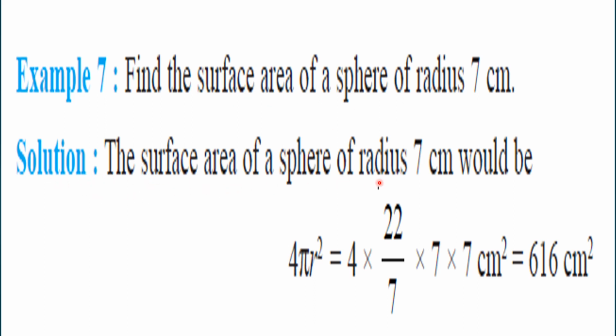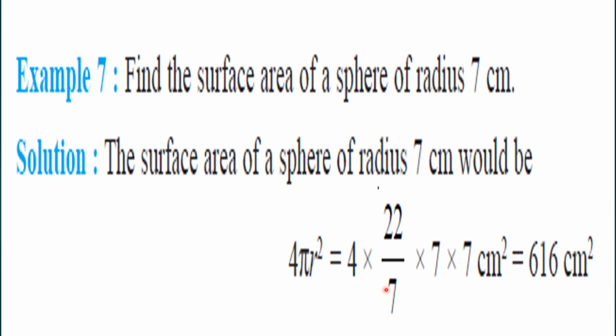The surface area of a sphere of radius 7 centimeters would be 4 pi r square. Do you remember this formula, my children? Surface area of a sphere is equal to 4 pi r square. In this formula, let us substitute the r value. What is r here? 7. So 4 into, what is the value of pi here?